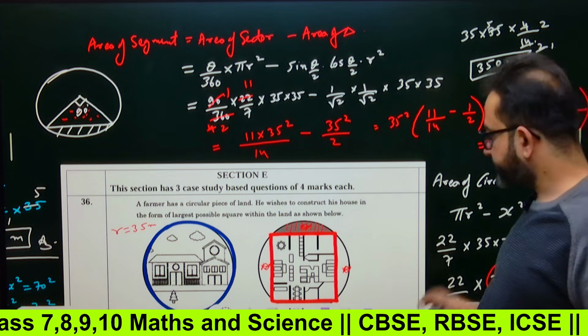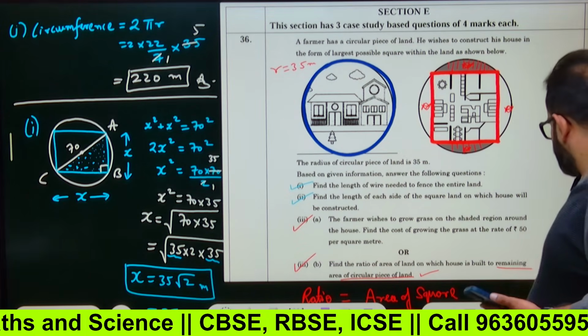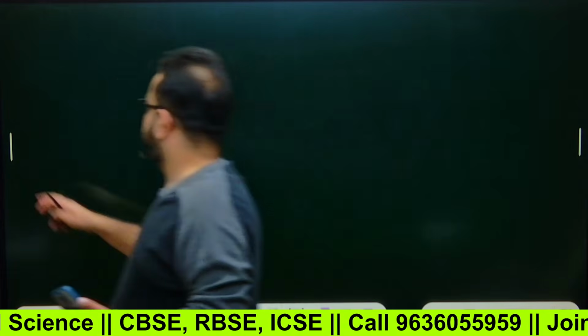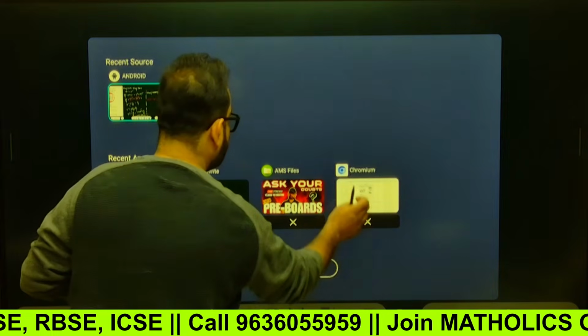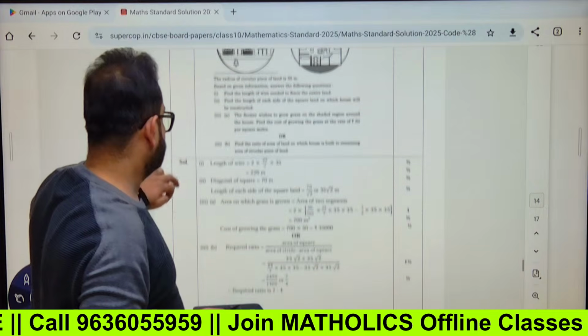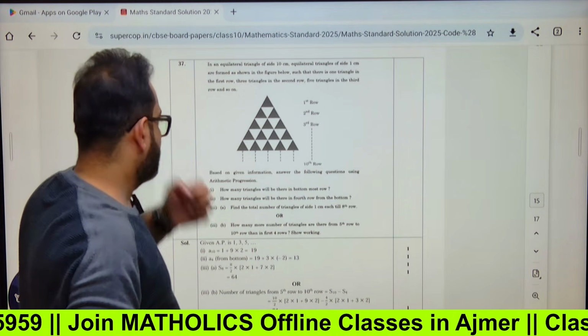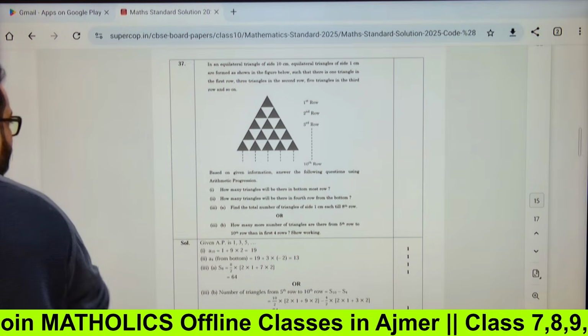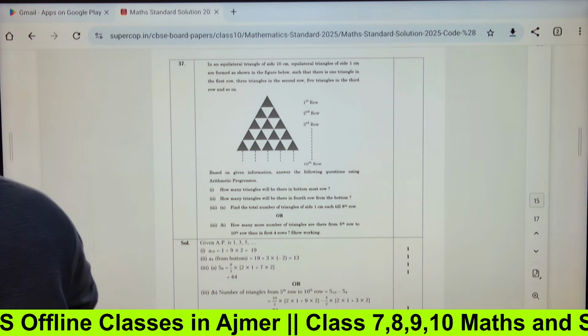Okay. Next thing. This is question number 36, I think. Done. And now question number 37. This is a question from the chapter arithmetic progression. I think you all must have done this question previously also.